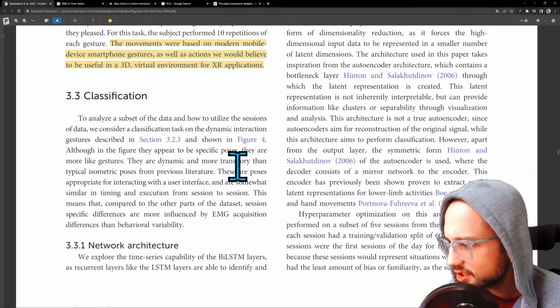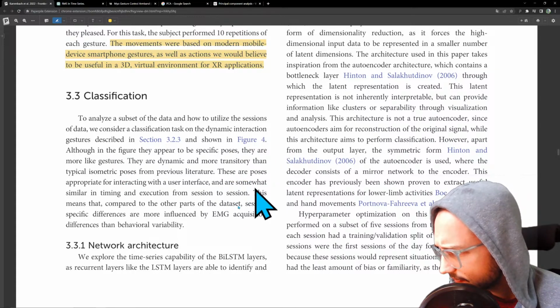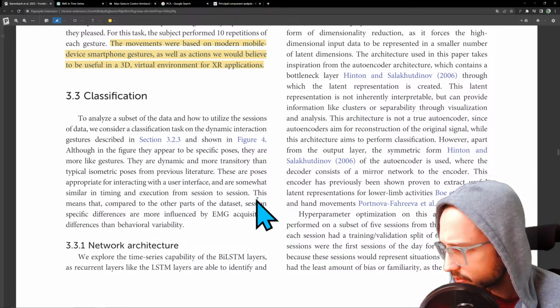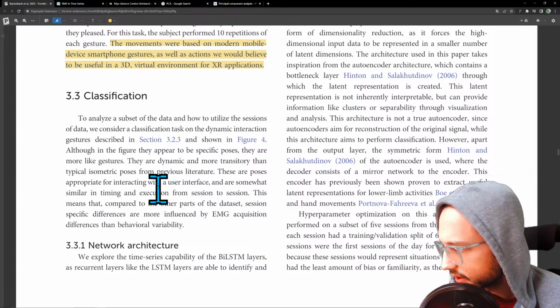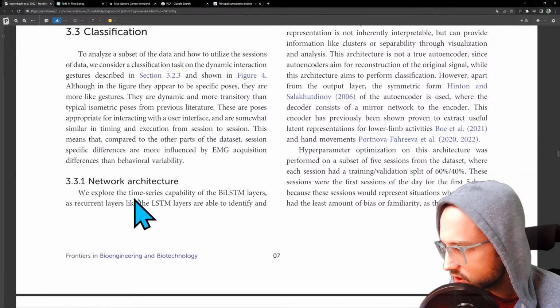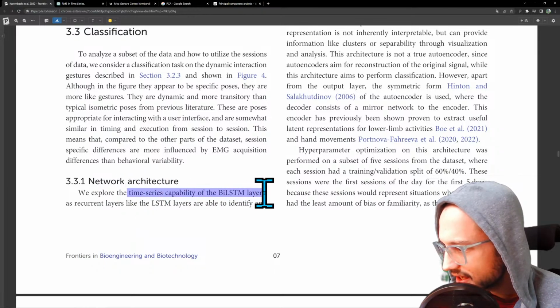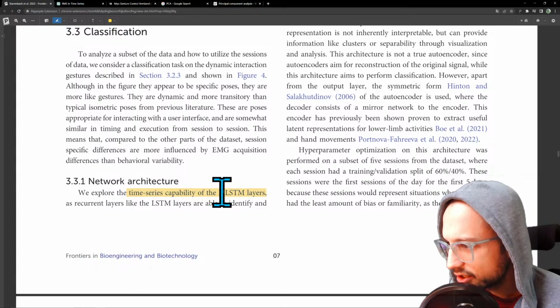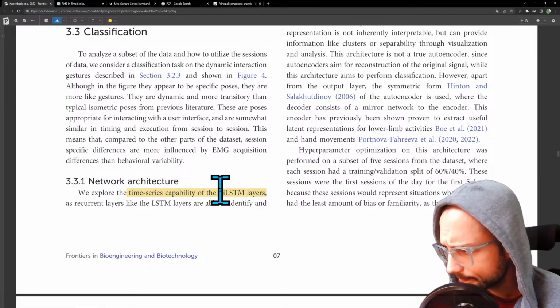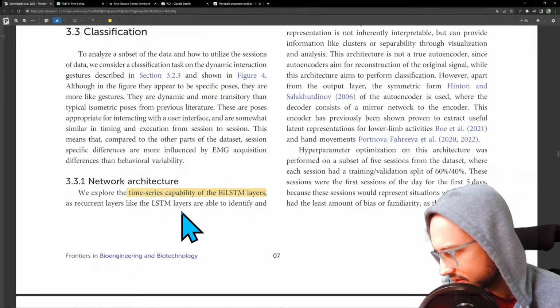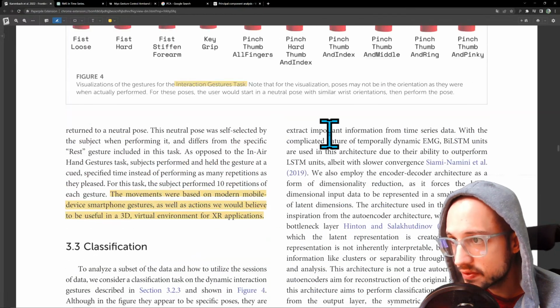Okay, the classification. We're finally getting to the deep learning part. Let's see what they do. Poses, blah, blah, blah. Okay, so they're basically doing a classification. We explore the time series capability of the bi-LSTM, so a bidirectional LSTM. Okay, this is kind of sad. I'm sad because LSTMs are very old.